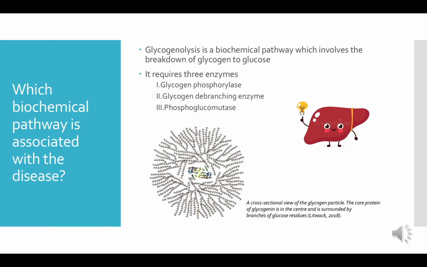It requires three enzymes, first being glycogen phosphorylase, which phosphorylates glycogen to glucose 1-phosphate, with debranching enzymes that facilitate phosphorylase, and phosphoglucomutase, which converts glucose 1-phosphate to form glucose 6-phosphate. Second being glycogen debranching enzyme, which removes glycogen's branches, which makes additional glucose residues accessible to glycogen phosphorylase. And lastly, phosphoglucomutase, which also converts glucose 1-phosphate to glucose 6-phosphate.